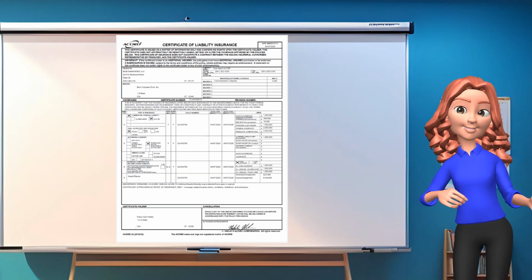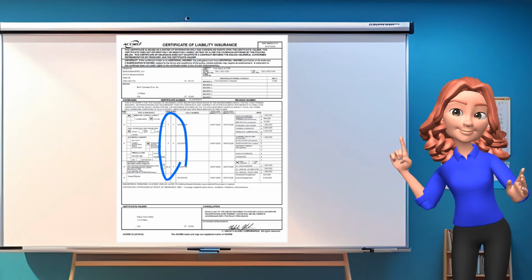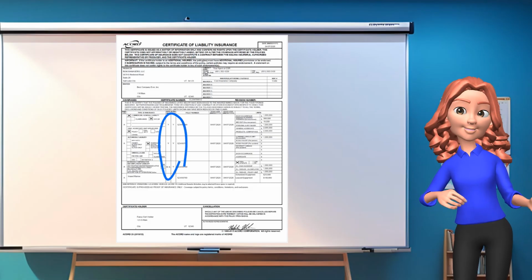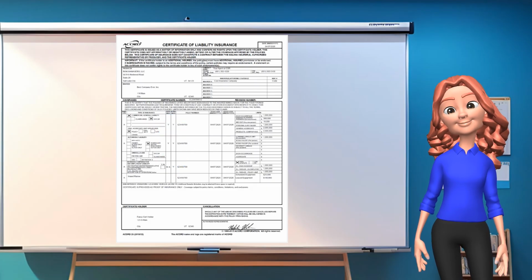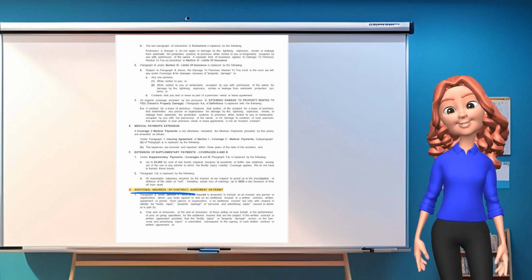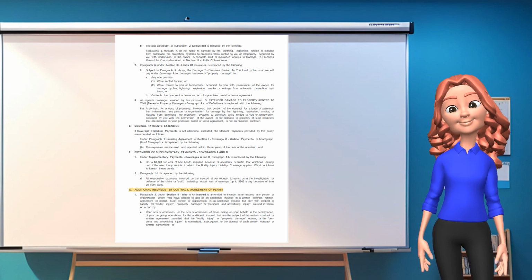Now, in many cases, the certificate alone isn't enough. You may also be required to include certain endorsements. These are policy changes that expand how your coverage applies to others. One of the most common is additional insured. This means the other party is added to your policy for liability protection. So, if your work causes a claim, your insurance can help protect them as well.